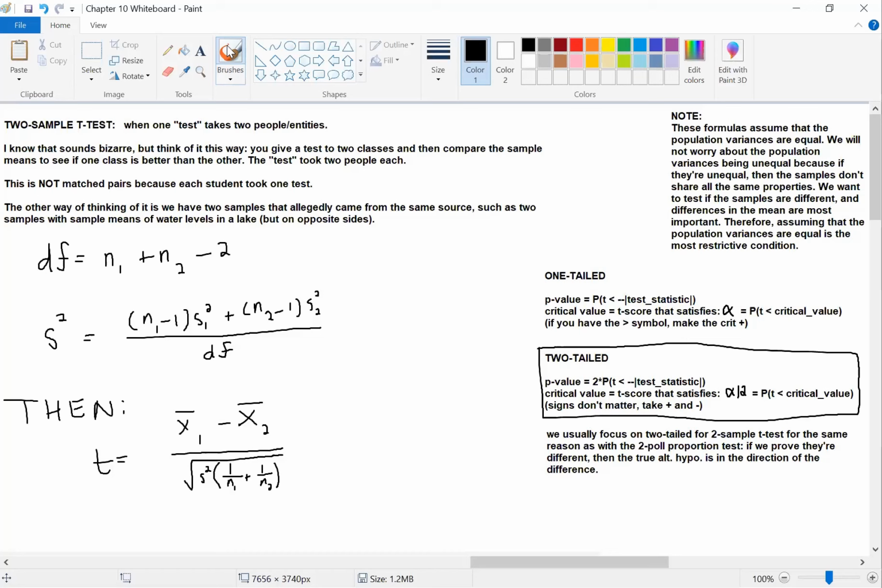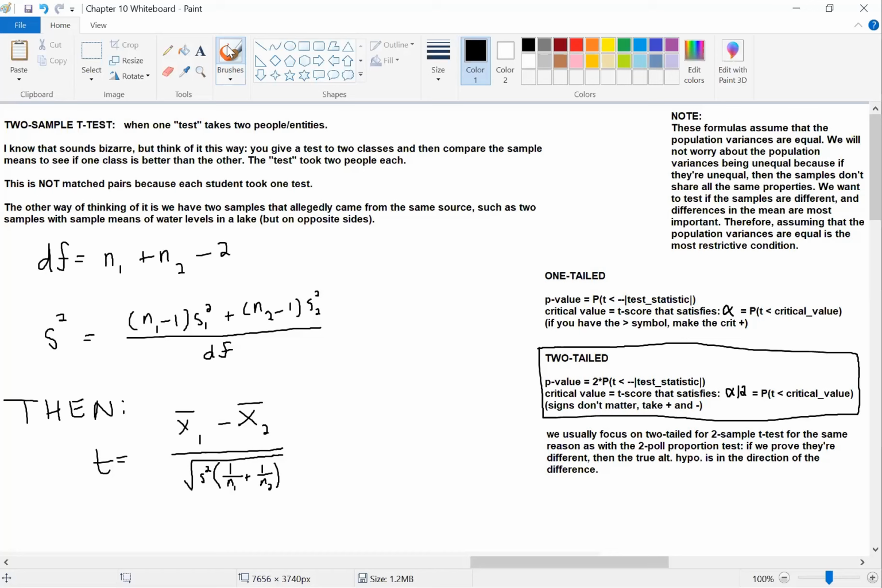Now, something to keep in mind, we are assuming that the population variances are the same. If they're not the same, then the samples are already different. So, I mean, you can test for that. But for us, we're more so concerned about the means, and using the population variances being equal not only gives prettier formulas, but also is actually more restrictive. If you use unequal variance, you'll have slightly different t-scores and z-scores.